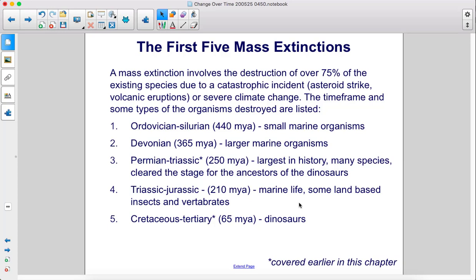The Triassic-Jurassic, 210 million years ago, destroyed marine life and some land-based insects and vertebrates. And the Cretaceous-Tertiary, 65 million years ago, destroyed the dinosaurs.